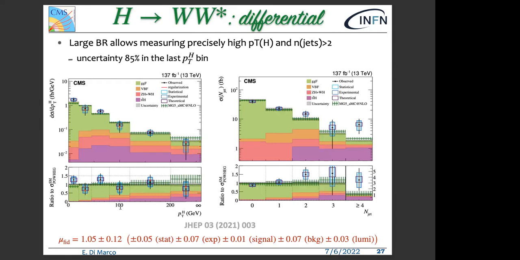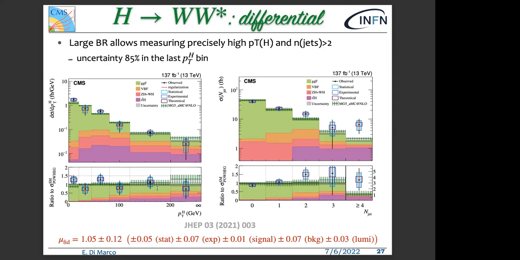So here you see a similar plot to what you were shown before for gamma gamma and ZZ. So you can see the Higgs boson cross-section, unfolding the experimental efficiencies and resolution with Monte Carlo. You can see the comparison of the measurement with the black dots with the next-to-next-to-leading order Monte Carlo. And you see that the agreement is very good.